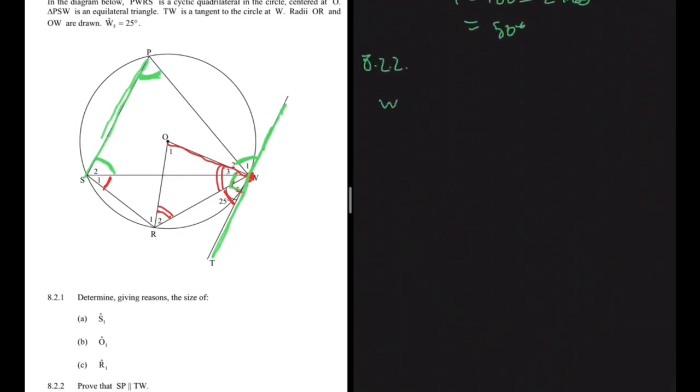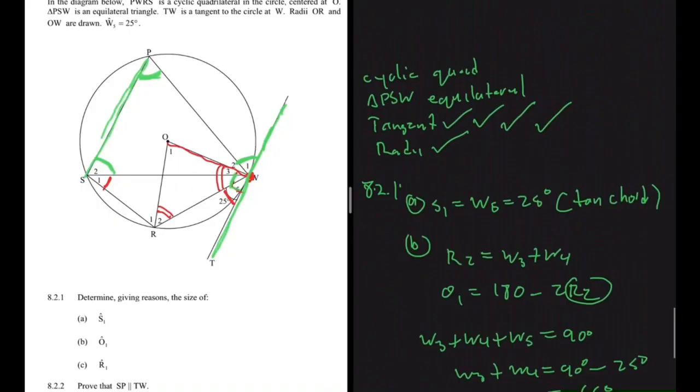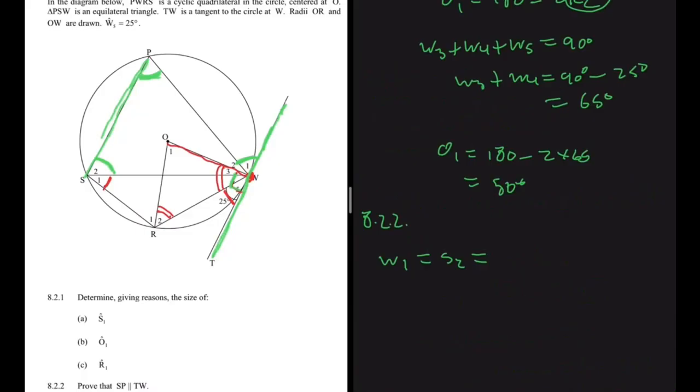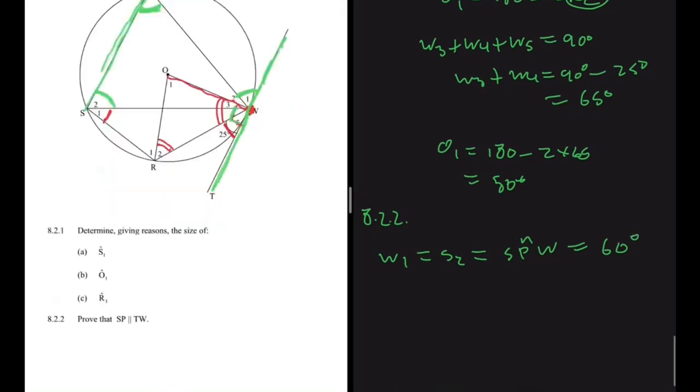So now we can say that W1 is equal to S2. We already said that S2 will be equal to 60 degrees, right? Why are we saying S2 is equal to 60 degrees? Because triangle PSW is an equilateral triangle. So W1 is equal to S2, but S2 is equal to SPW. They are angles in an equilateral triangle, and all those angles will be equal to 60 degrees. And we're done with 8.2.2. We can give a reason and say that they are alternate angles.